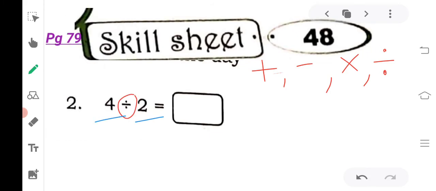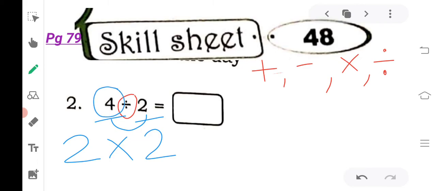4 divided by 2 means we have to divide 4 by 2. How much will we get? We will do it in the form of multiplication, beta. Here it is 2 times 2. 2 times 2 is 4, which means when you multiply 2 into 2, you will get 4. Okay, so when you go into higher classes, the process will be given like this.